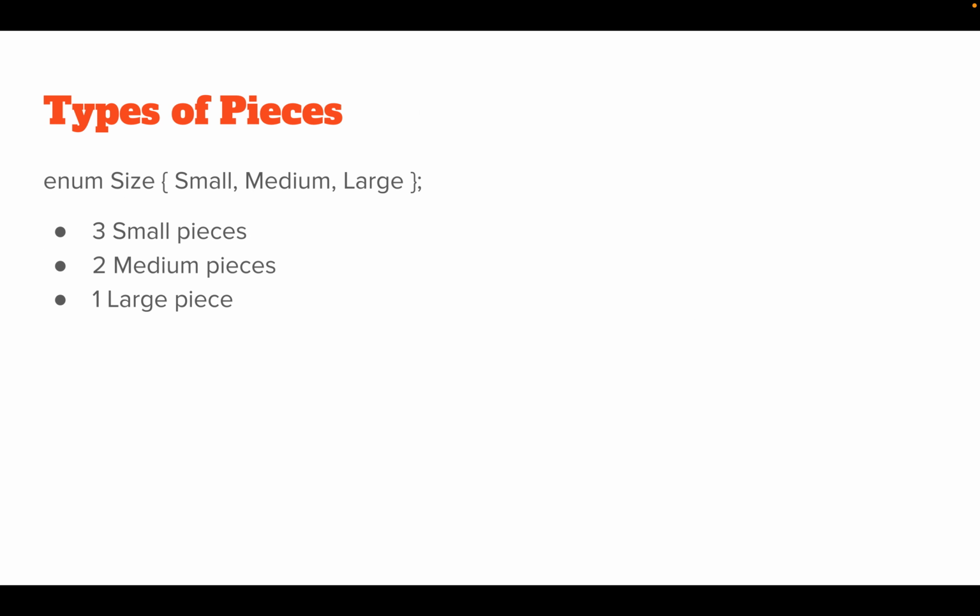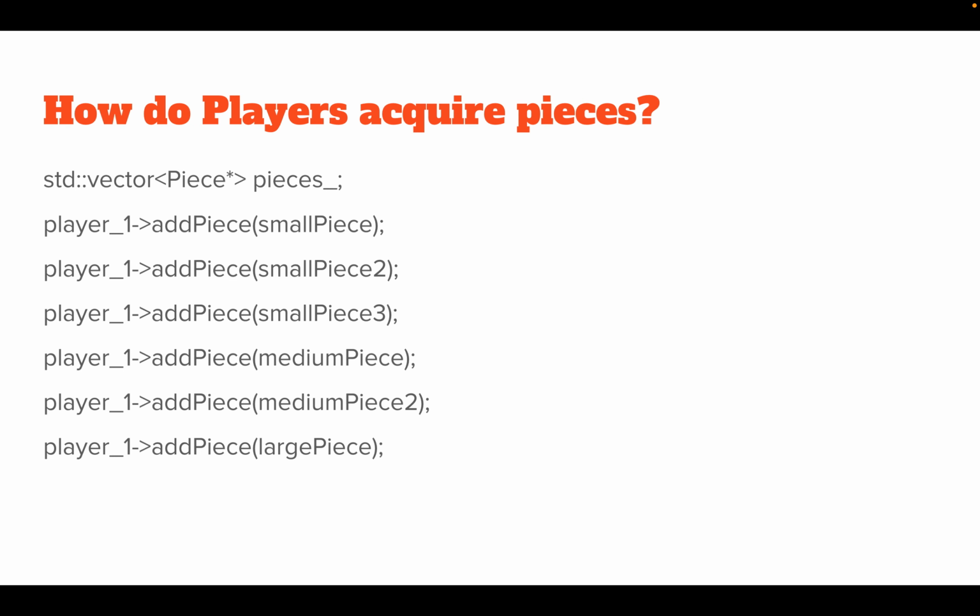So let's go with the types of the pieces. One of the most important things that makes this tic-tac-toe game different from the original one is that we have different sizes of pieces. There are 3 small pieces, 2 medium pieces, and 1 large piece. What the size indicates is that a larger piece can take over a smaller one. So, large can take over medium and small, medium can take over small, and not vice versa. So, that's the types of pieces.